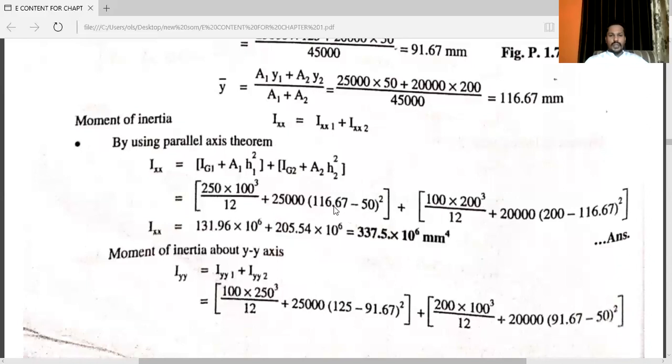Calculation of H1 and H2, that is very important. H1 and H2 are the perpendicular distance between that particular rectangle axis and the entire diagram centroidal axis.